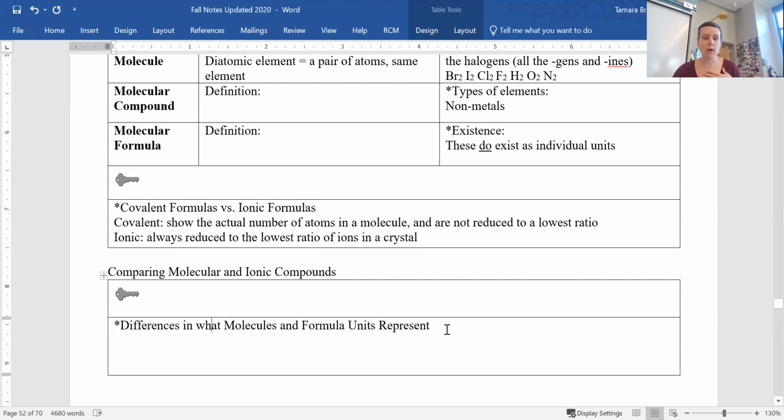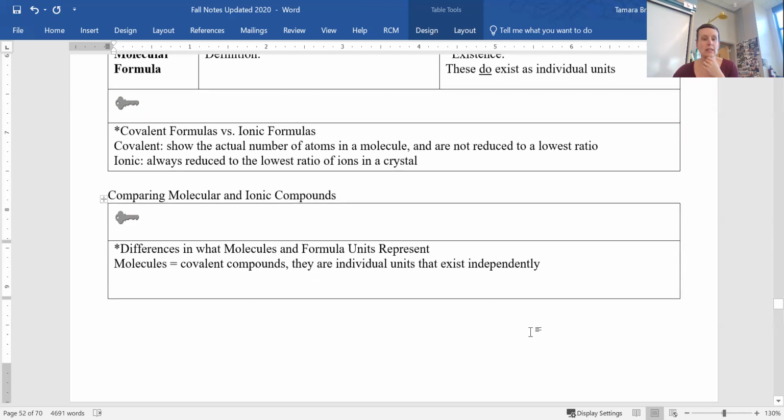So, the difference in what molecules and formula units represent. Again, we're just talking about that existence piece. Molecules equal covalent compounds, first of all. They are individual units that exist independently.